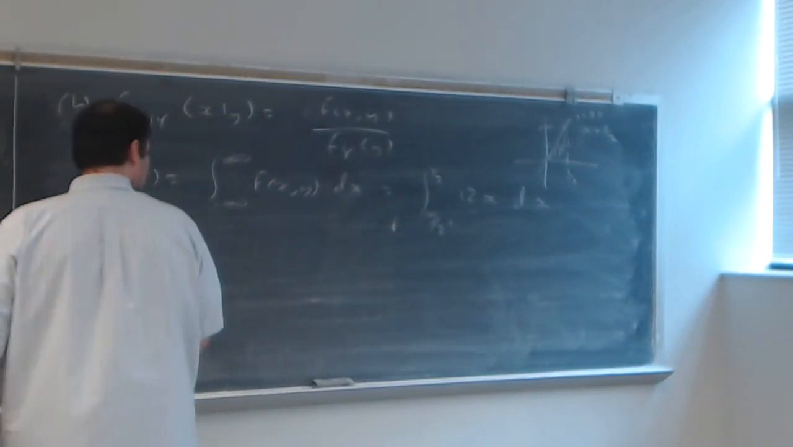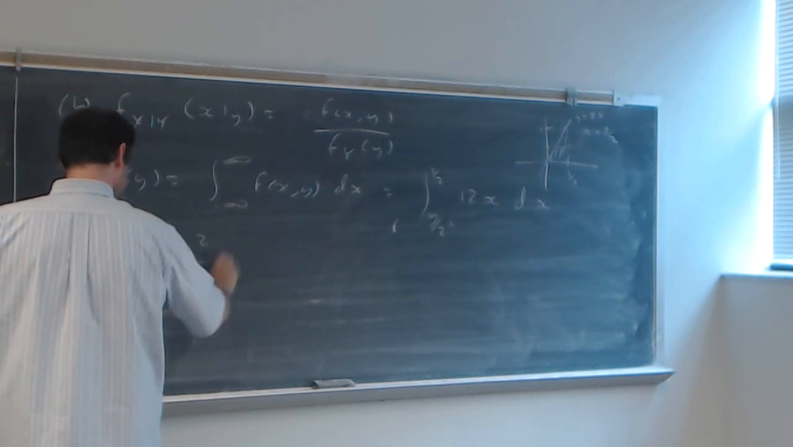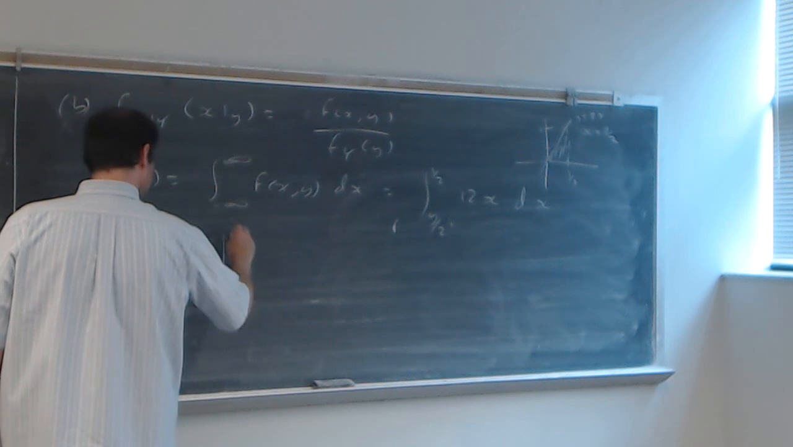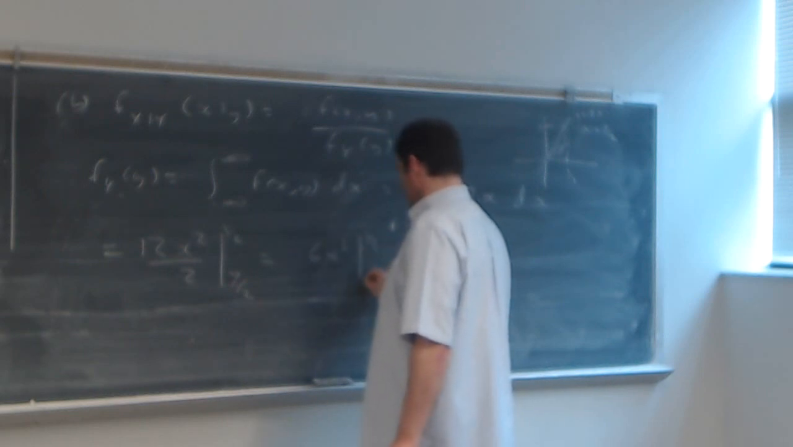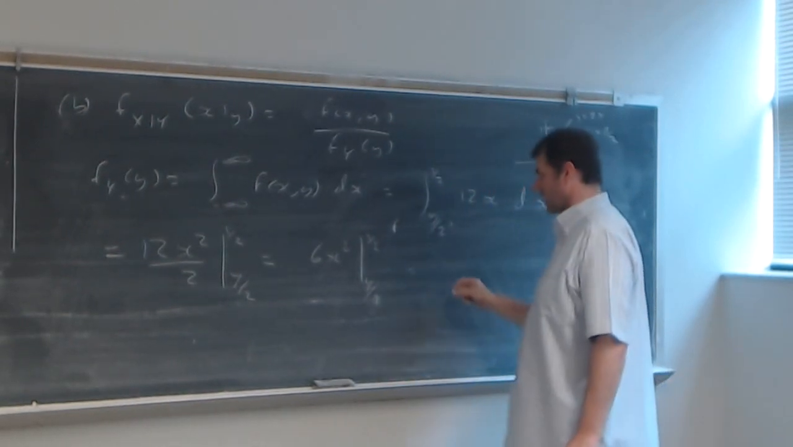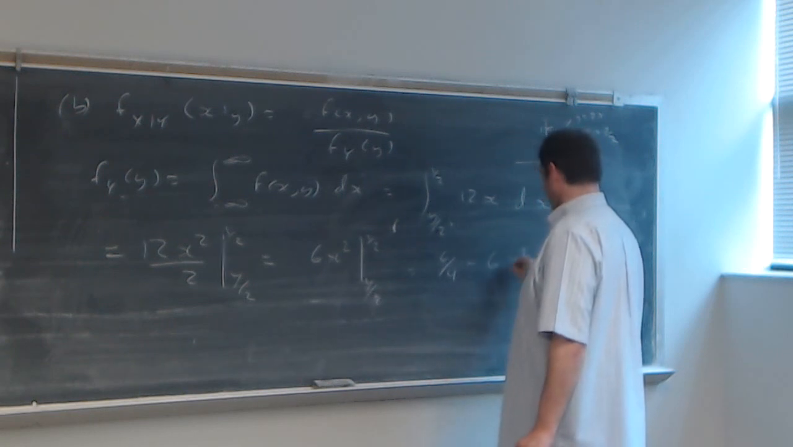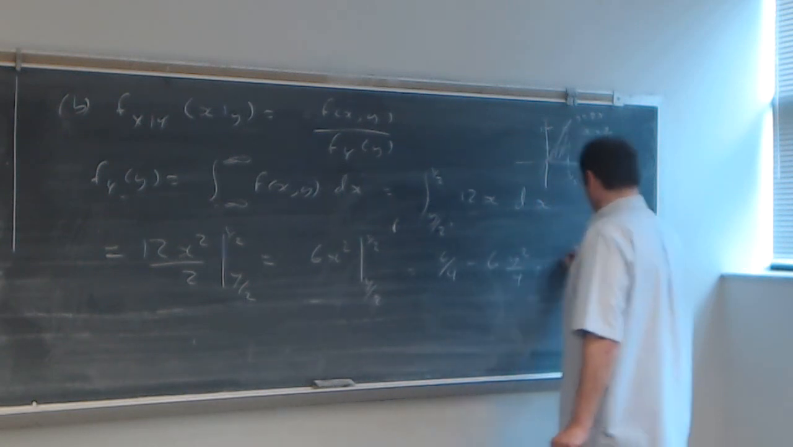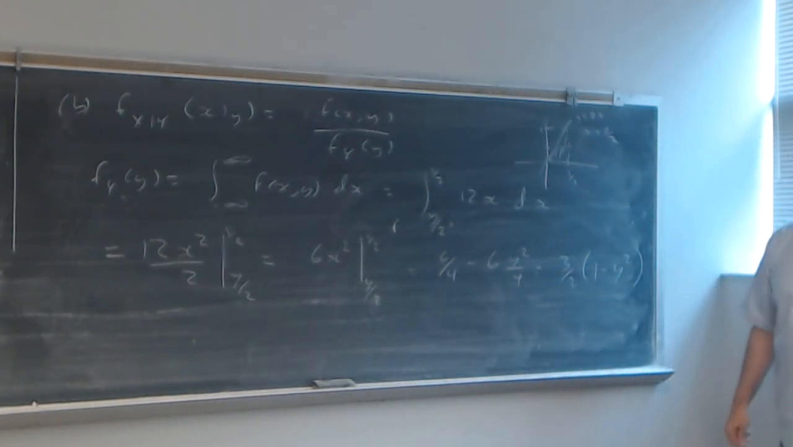So that's equal to 12x squared over 2, evaluated from y divided by 2 up to a half. So this is 6x squared, evaluated from y divided by 2 to 1/2. Okay, so when I stick in 1/2, what I get is 6/4 minus 6y squared over 4. So that ends up being 3/2 times 1 minus y squared. That's what I get for the PDF of y.